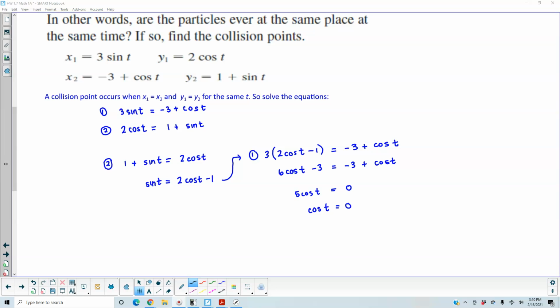The question is, what values of t are going to equal 0 when you take the cosine? Well, we know that t is going to have two solutions. One of them is pi over 2, and the other one is 3 pi over 2.